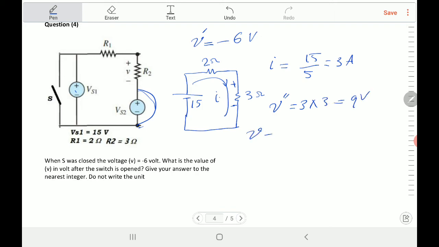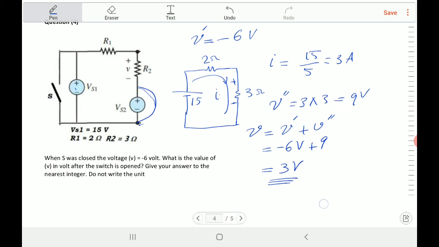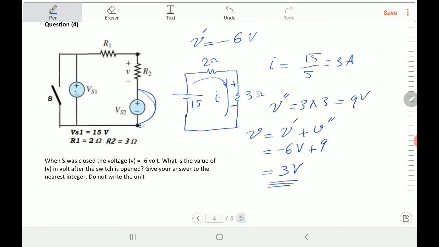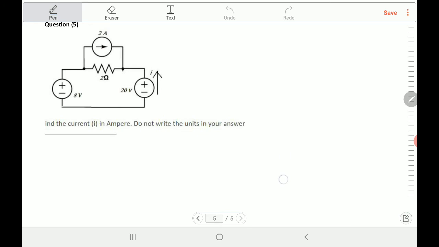The total voltage across R2 will be equal to V dash plus V double dash. V dash was given as -6 volt, and V double dash is equal to 9, so the answer will be 3 volts. That was the application to the last question. Question number 5.